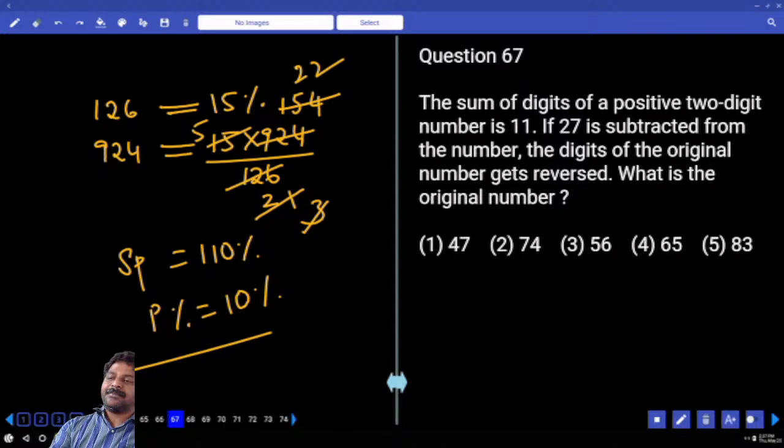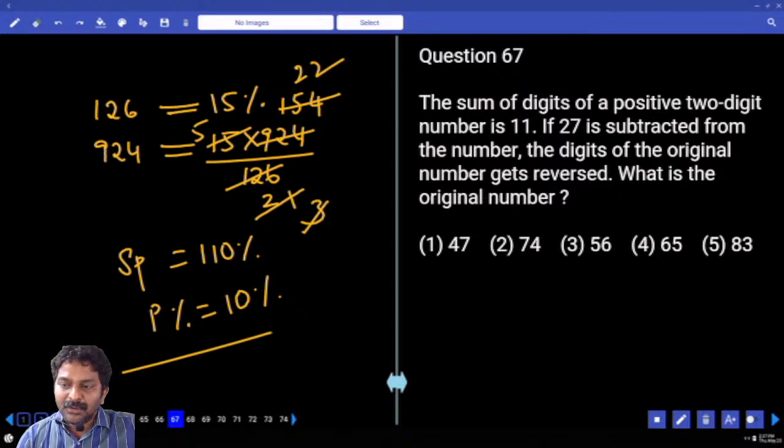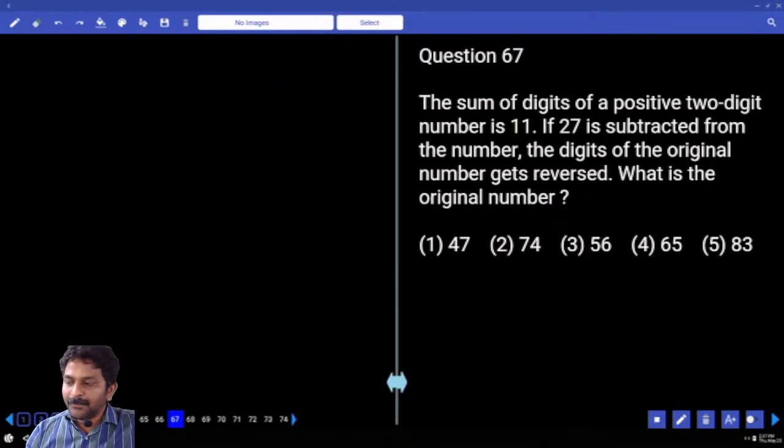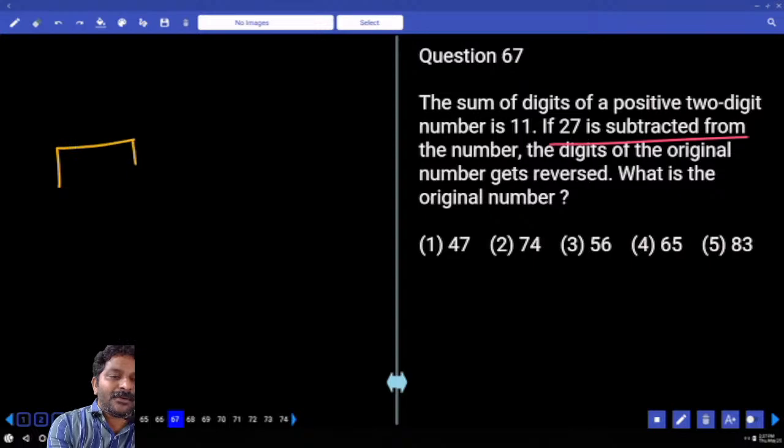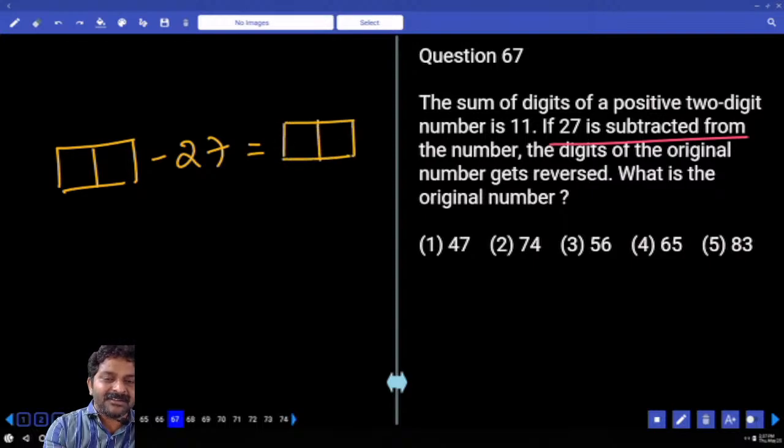The sum of digits of a positive 2-digit number is 11. If 27 is subtracted from the number, the digits of the original number get reversed. What is the original number? Okay. Now, the condition says the sum of both the digits is 11. When you go and verify the options, every option satisfies. Come on. From the original number, if you subtract 27, they said the number gets reversed.